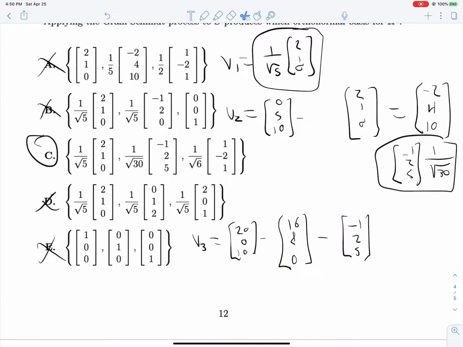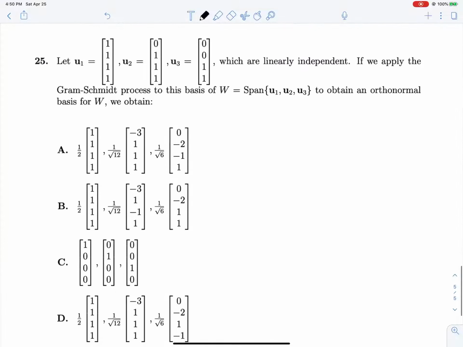Okay, so subtracting, we should get something that simplifies down to this answer. So 20 minus 16 is 4, plus 1 is 5. -8 minus 2 is -10. Okay, yeah, we're looking good, because this gives us 5. This can be reduced down to 1, -2, 1 times 1 over root 6. There we go. There's our third basis vector.